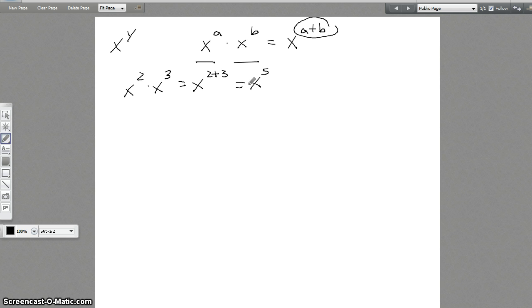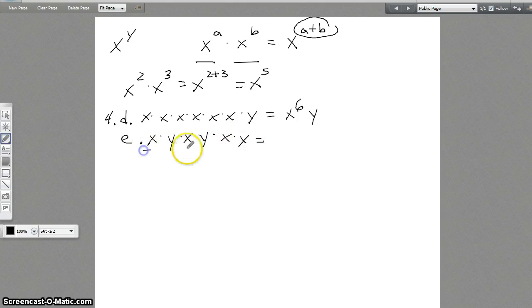So just to show you an example from number 4, which is just like number 11 on your homework. For number 4, let's look at part D. You can see that we have 1, 2, 3, 4, 5, 6 x's, and then a y. That means this is x to the 6th times y. And in part E, we have x times y times x times y times x times x. If you look at that, we have 1, 2, 3, 4 x's, so that is x to the 4th. And then we have 1, 2 y's, so y squared. So that's just how you would do number 4, which is just like number 11.